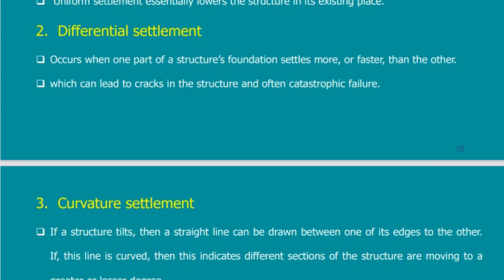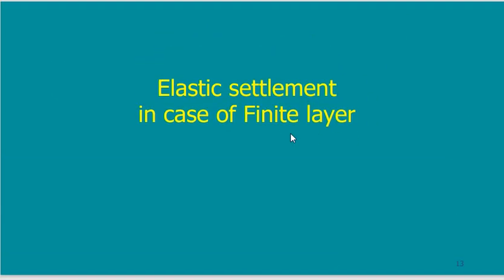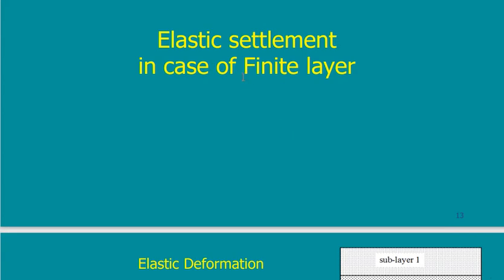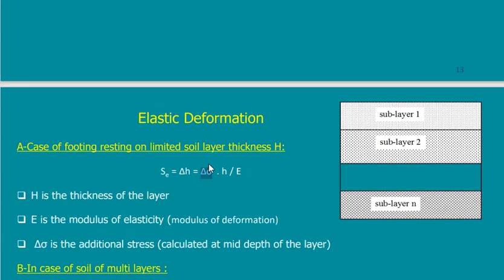So it was all descriptive. In this lecture, we are going to start to know how to calculate the elastic settlement that would happen in the soil. If I have a case of footing resting on a limited soil layer thickness, if I have a thickness of a layer which is H, and I want to calculate the settlement of this layer, this is very easy because we can call it Hooke's law, or the elastic deformation or the elastic behavior of any material.